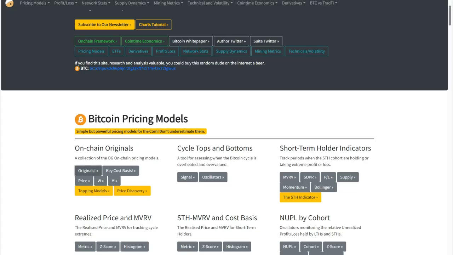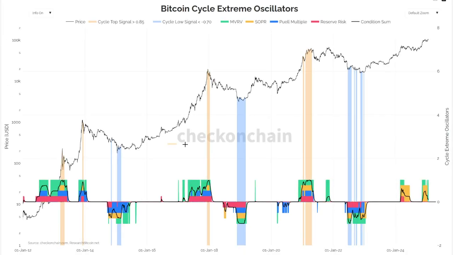Another pricing model that I want you to see, and you will be mind blown, is the cycle oscillators. This is not discretionary. This is another tool that I've used for a lot of years. It's based on valuation models, on reserve risk, fuel multiple, SOPR, and MVRV. Now, we don't have 2 hours to go deeply inside every one of these. But what these models are doing is creating a benchmark for the asset and flashing whether every one of these agree that the market is discount.